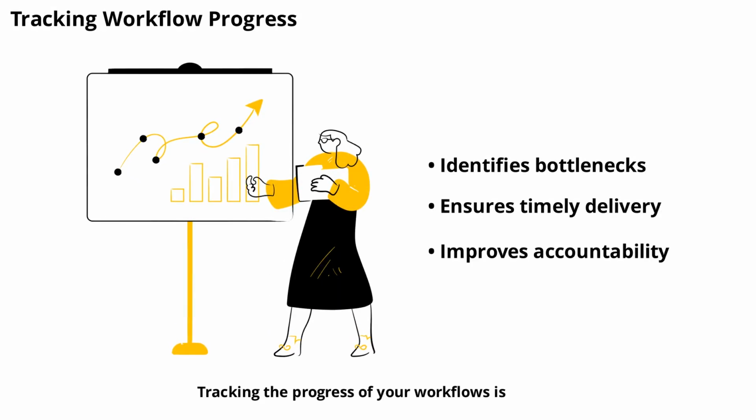Tracking the progress of your workflows is key to identifying bottlenecks and ensuring timely delivery. Most marketing automation tools provide dashboards or reports that show the status of each task, who is responsible, and where approvals are pending. Regularly review these reports to spot issues early and keep your campaigns on track. Transparent progress tracking also improves accountability across the team.